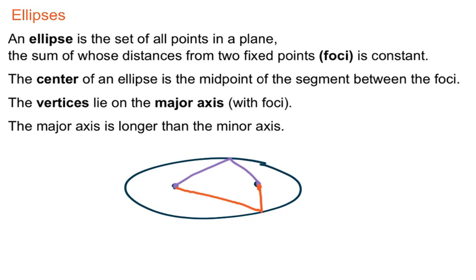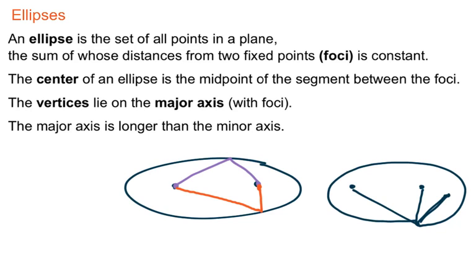An easy way for you to think about it is if you had two thumbtacks and you stuck them in the paper, and they were securing in place a loose piece of string. Well, if you took your pencil in that string and pulled those little bits taut, say here's my pencil right here, pulling it taut, and I rotated it around, that would give me my ellipse around those foci.